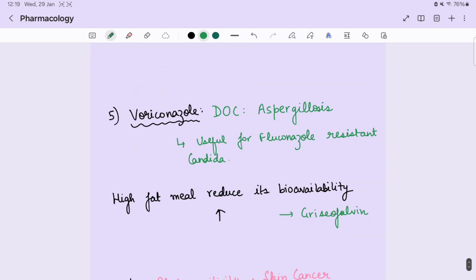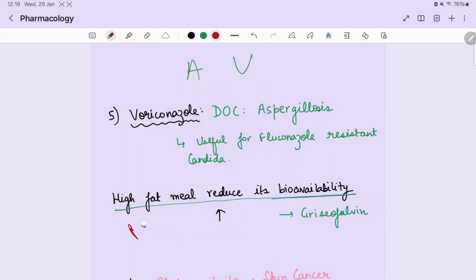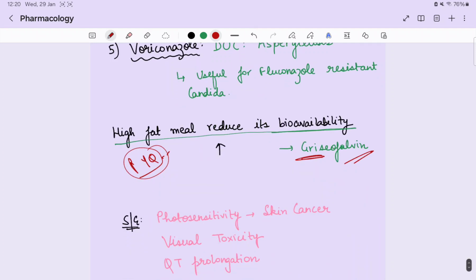Now coming to the drug voriconazole. I told you A, if you invert, it looks like V. So it is a drug of choice for aspergillosis. It is useful for fluconazole resistant candidiasis also. And high fat meal reduces its bioavailability. Now, this is a PYQ: which antifungal, if given with a high fatty meal, increases its bioavailability? That is griseofulvin. You can learn like grease has a lot of oil, a lot of fat. So a high fatty meal, if given with griseofulvin, will increase its bioavailability.